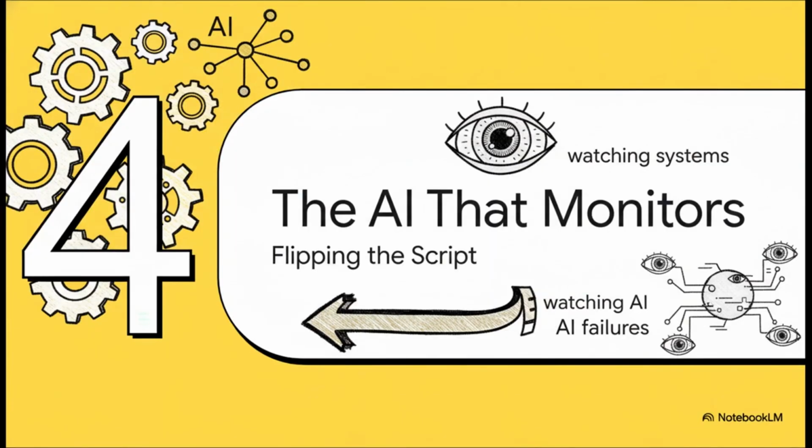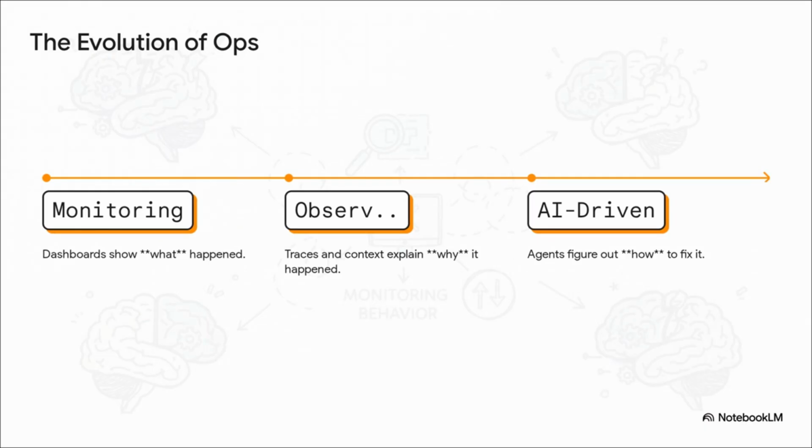But now this is where the story takes a really cool twist. We've been talking about how we can monitor AI, but what if AI could start to monitor our systems for us? Well, it's already happening and it is a total game changer. This timeline just lays it out so perfectly. For years, we had dashboards. They were basically a rearview mirror. They could tell you what just happened. Then we evolved to observability, which was more like a GPS. It helped us understand why we ended up in a ditch.